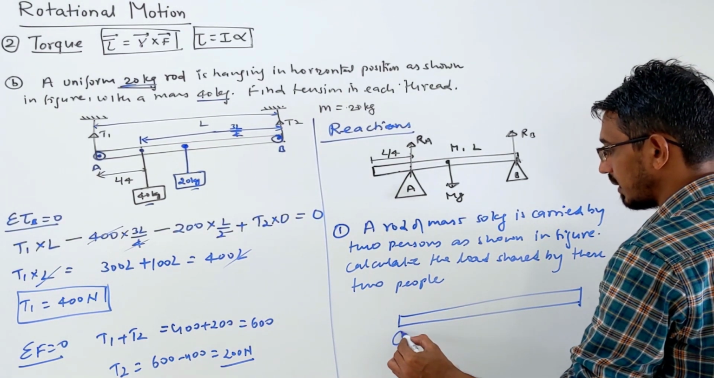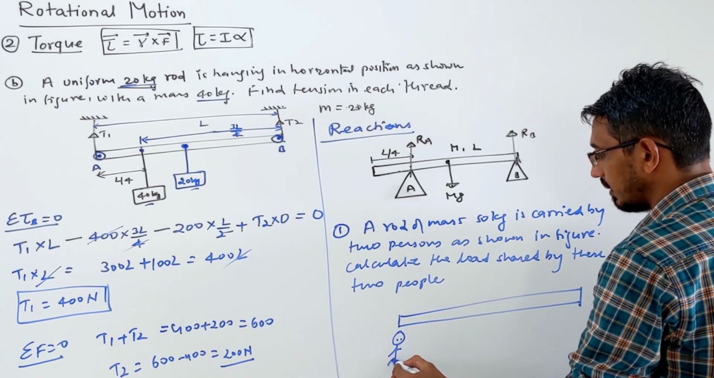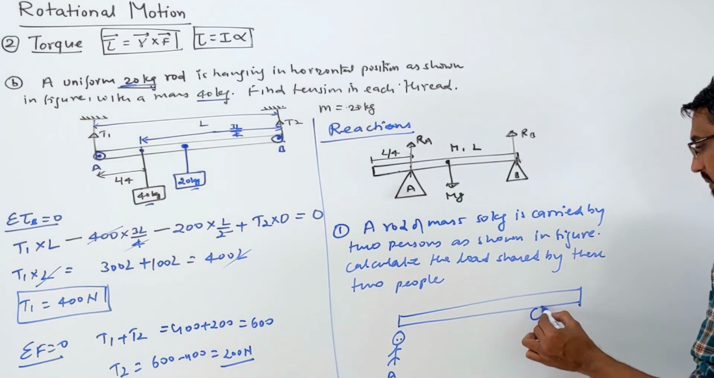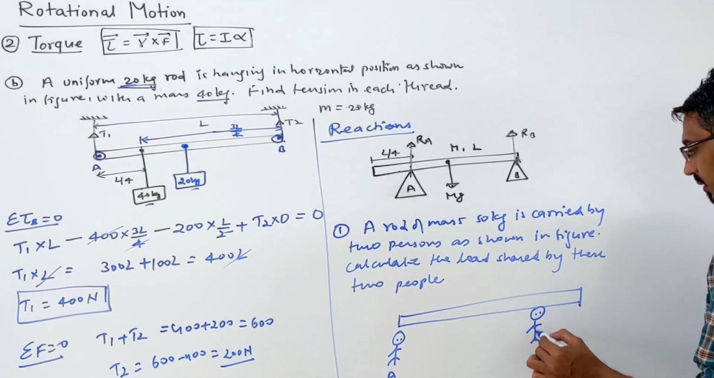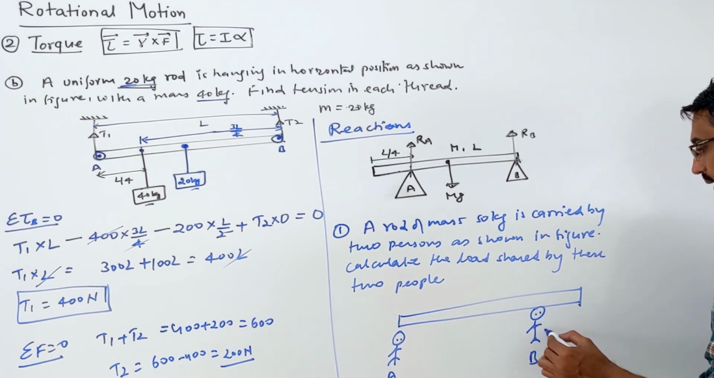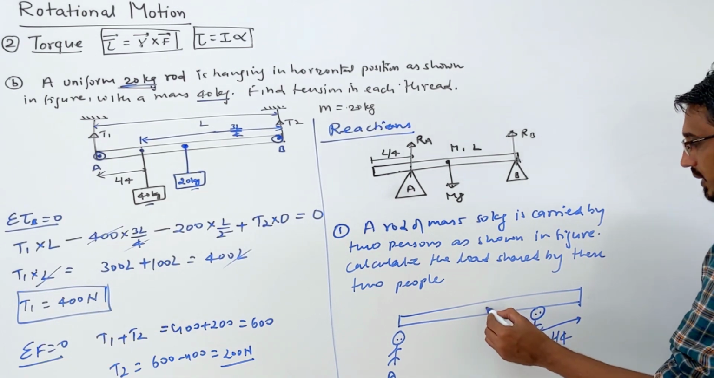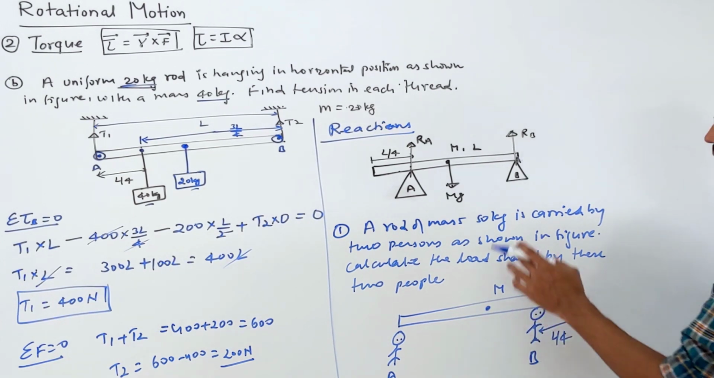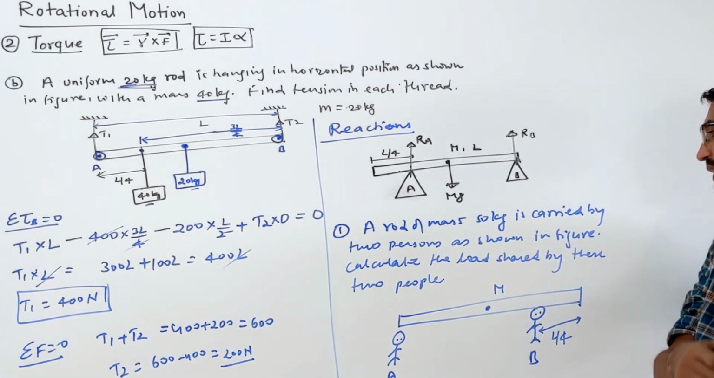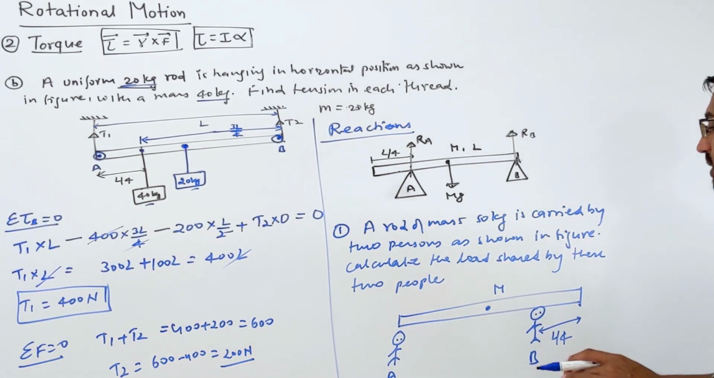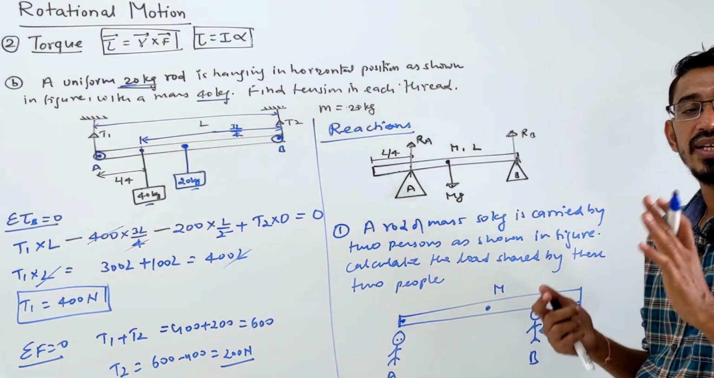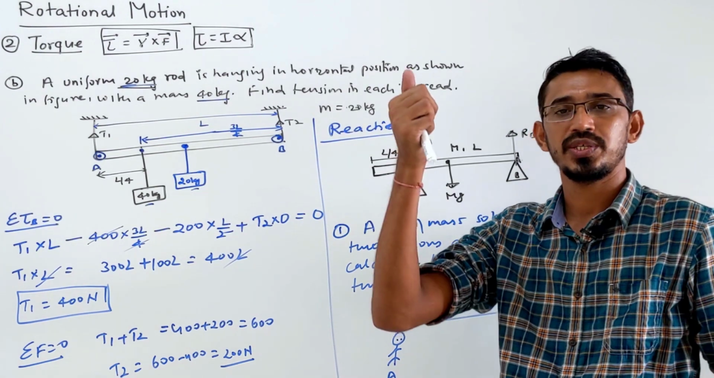One person is here, let's say at the end, person A, and one person could be anywhere, it doesn't matter, suppose here. Person B is at this point, and this distance is given to you, say L by 4. This is the mass of the rod M, and the mass is given as 50 kg. They can ask how much weight is shared by each, the load shared, or they can ask for the reactions.